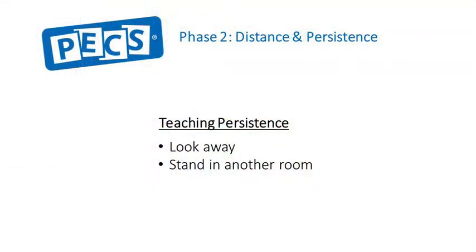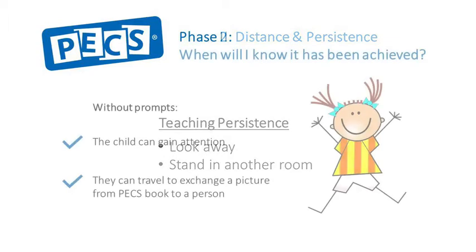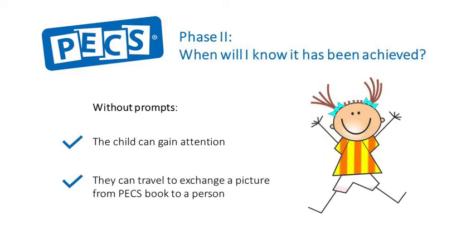To teach persistence, you might face the other way so the child needs to get your attention before they can exchange. Or you may try being in a different room so they have to travel and seek you out. Phase 2 is achieved when the child can gain attention to make an exchange, and when a child can cross a room to get a picture from his PECS book and then cross the room to exchange the picture with a person. All this is done without prompts.